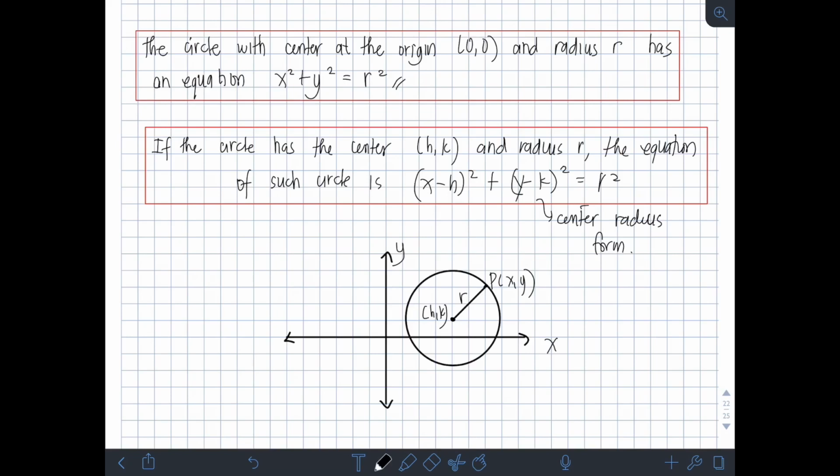Okay, so, kung other than daw sa origin yung center natin, so pwede natin i-translate yung circle natin with center at the origin.